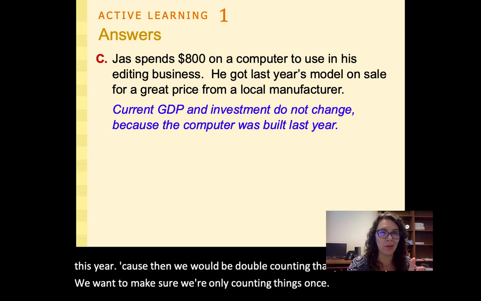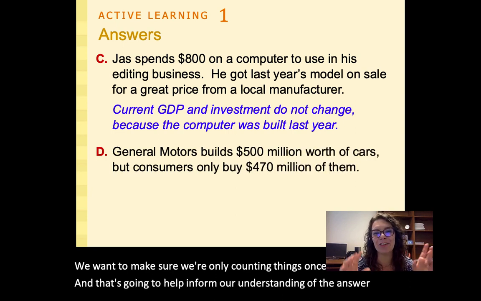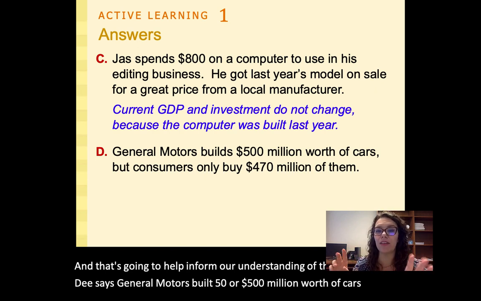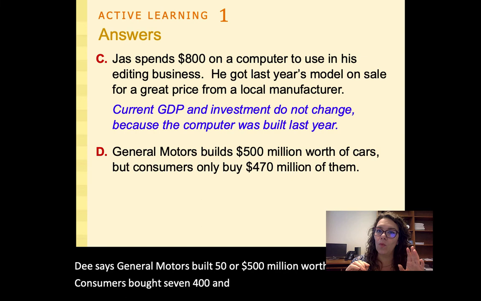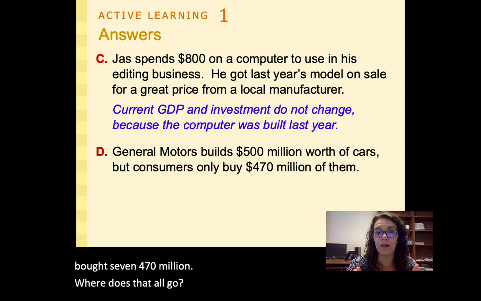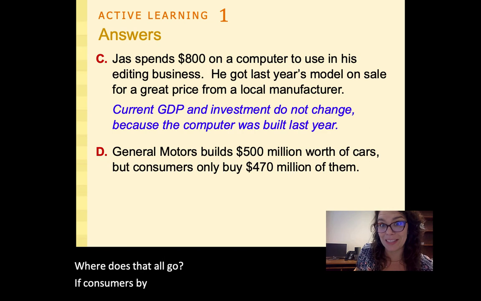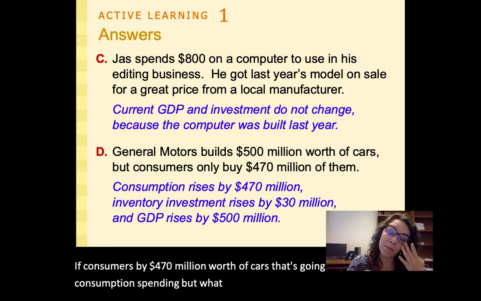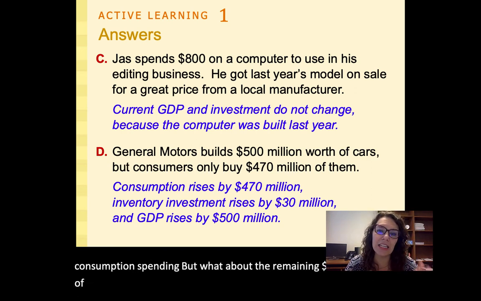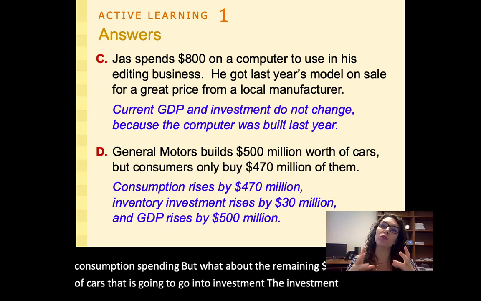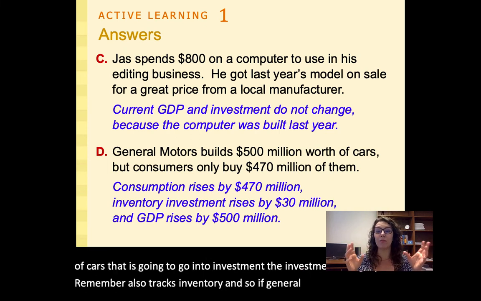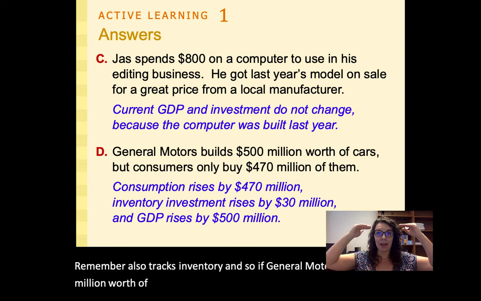And that's going to help inform our understanding of the answer to D. D says General Motors built $500 million worth of cars. Consumers bought $470 million. Where does that all go? Well, if consumers buy $470 million worth of cars, that's going to be a lot of consumption spending. But what about the remaining $30 million worth of cars? That is going to go into investment. The investment category, remember, also tracks inventory. And so if General Motors builds $500 million worth of cars, it's all going to add up into GDP.